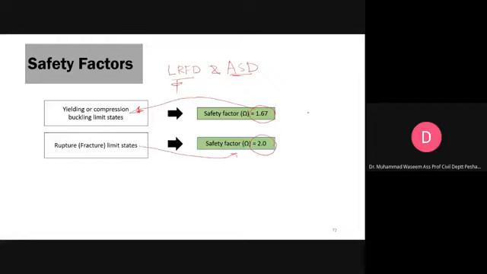Okay, we will divide our nominal strengths by these 1.67, and for this limit state we will divide our nominal strength by 2. In case of LRFD, we will multiply by 0.9. Okay, this happens to be 0.9, and this phi is 0.75 for the rupture case in LRFD.